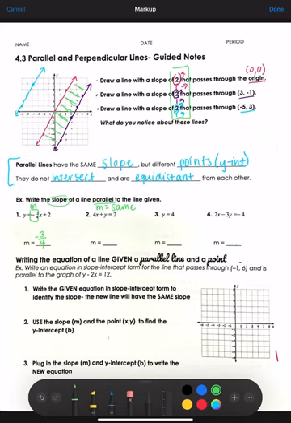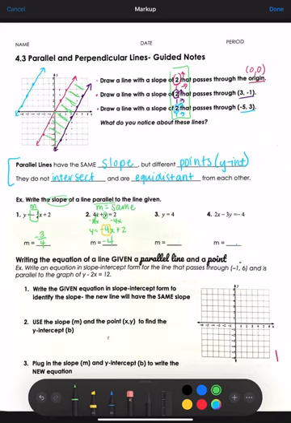So I'm just going to move some things around. I'm going to get the y by itself. I'm going to move this 4x to the other side. And I get y equals negative 4x plus 2. So now I can see that this is m. So my slope of a parallel line would be the same, which is negative 4.